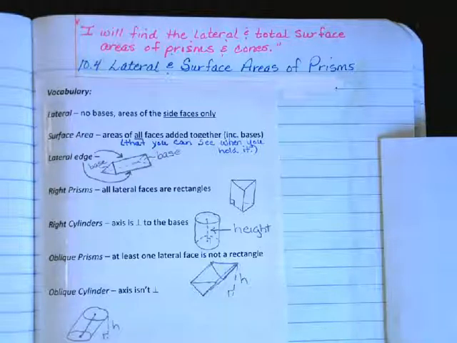Okay, the first thing we're going to do before we even start our notes is do our I will statement. Today we'll find the lateral and total surface areas of prisms and cones. So today's section is 10.4, lateral and surface area of prisms.